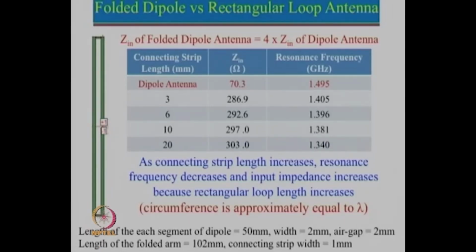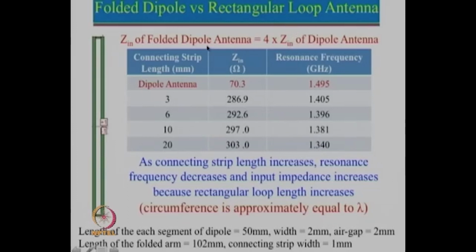If we take 10 centimeter as lambda by 2, then wavelength will be equal to 20 centimeter, which corresponds to a frequency of 1.5 gigahertz. So, you can see that it is very close to that. Now, for a folded dipole antenna, we had seen that the impedance is 4 times Z input of the dipole antenna. Now, by the way, these are all simulated results, we have simulated using i3D software.